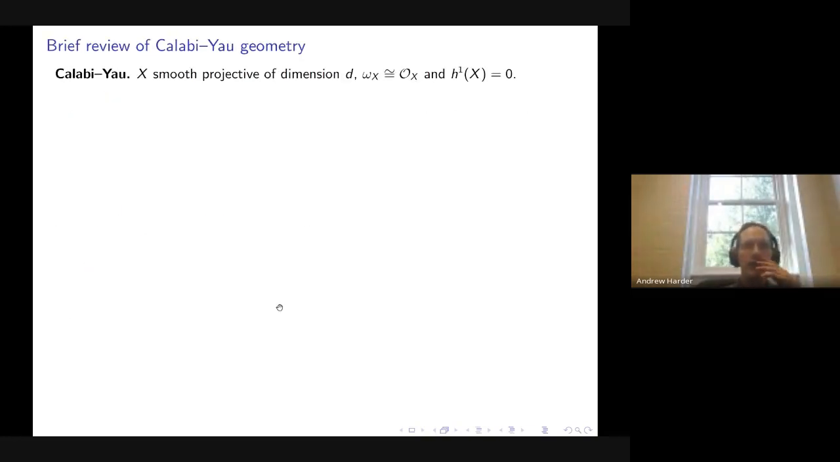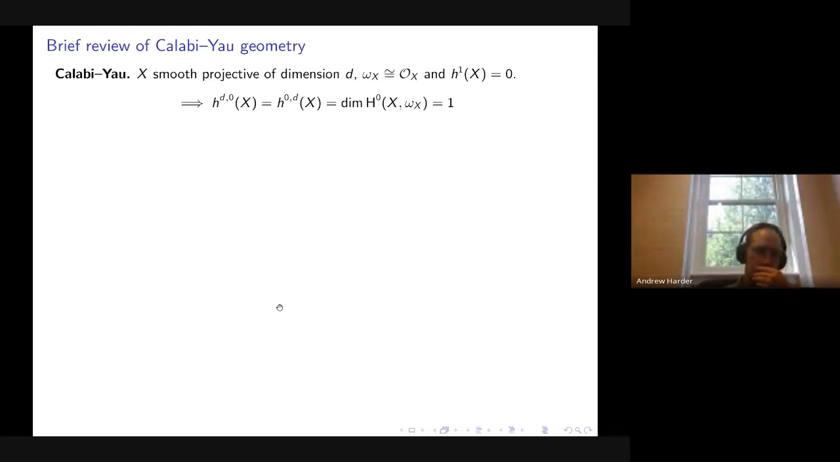Before going on, I'll say a little bit about Calabi-Yau varieties in case there are people in the audience who don't know all this. For me, a Calabi-Yau variety will be a smooth projective variety of dimension d, so that the canonical bundle is trivial and H^1 is 0. I'm not necessarily going to worry about being simply connected. I just want H^1 to be 0.